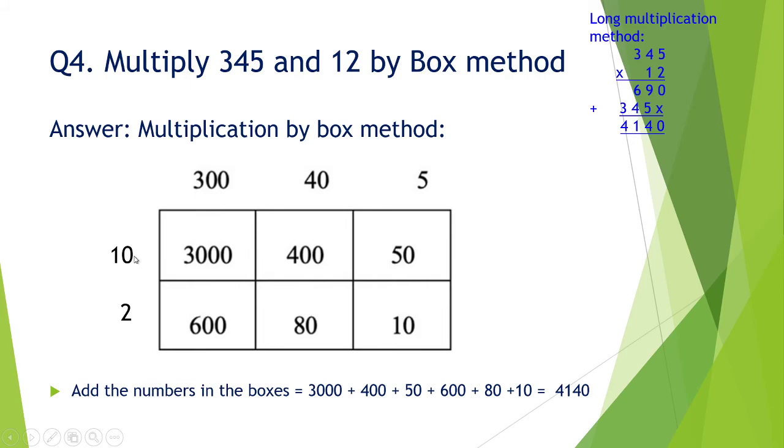After multiplying, 10 by 300 you are getting 3000, 10 by 40 you are getting 400, 10 times 5 you are getting 50, 2 times 300 you are getting 600, 2 times 40 you are getting 80, and 2 times 5 you are getting 10. What you have to do next is add the numbers in the boxes. After adding the numbers you are getting 4140 as the product. Here also you can see in the long multiplication method you are getting the same product.